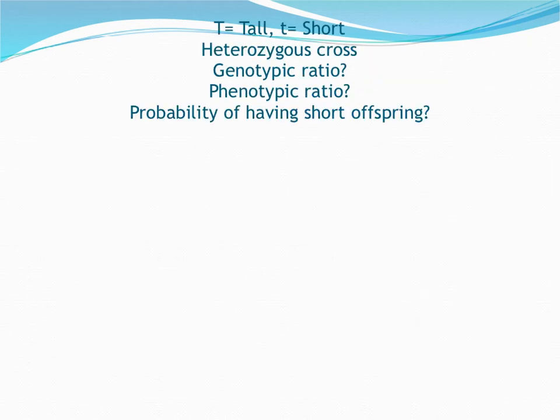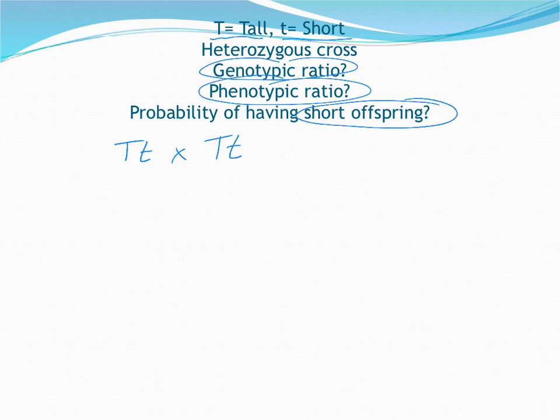Okay, this last problem is something like a word problem you'd use for genetics. It says you're getting a heterozygous cross, and we're giving it the traits: capital T would be tall, lowercase t would be short. In a heterozygous cross, both parents are heterozygous, so this cross would be big T, little t, times big T, little t. We've done this one before, so it should be easy. Then it asks us to predict the genotypic ratio, the phenotypic ratio, and the probability of having a short offspring. So use the Punnett square.